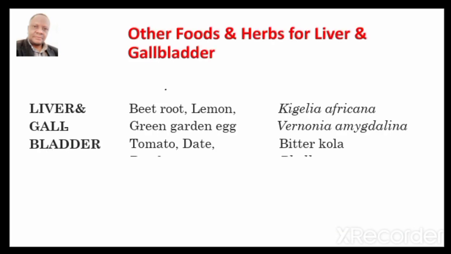Okay? There are also other foods and herbs that help the liver. Your beetroot, your lemon, green garden egg. You also have tomato, you have date. So they are all very, very useful. You have Vernonia amygdalina, which is bitter leaf. You have bitter cola, which is called Garcinia kola. They are all useful. Of course, you have a plant called Kigelia africana. That's a tree. Yorubas call it pandoro. It's a very useful plant. The extract of the bark of it helps to treat some liver and gallbladder diseases.